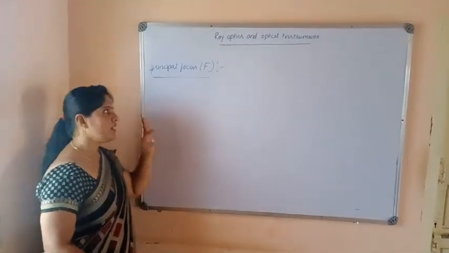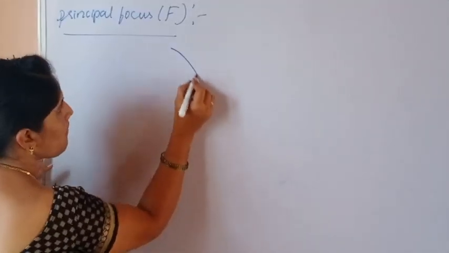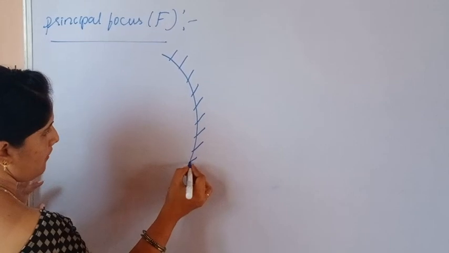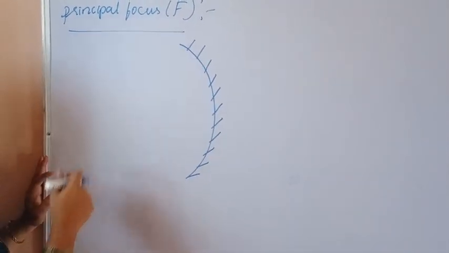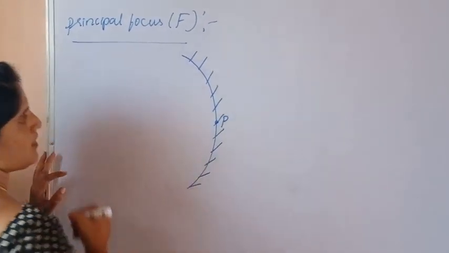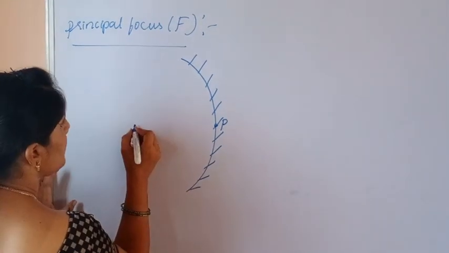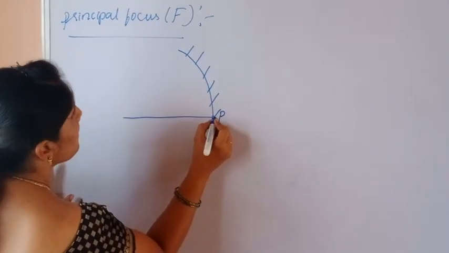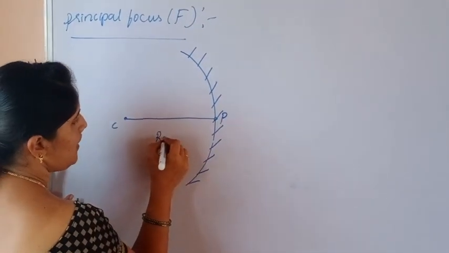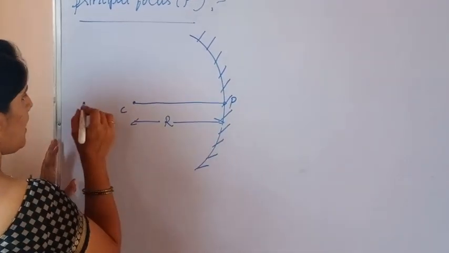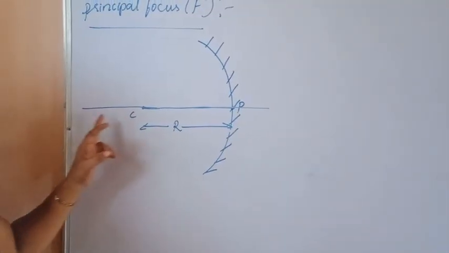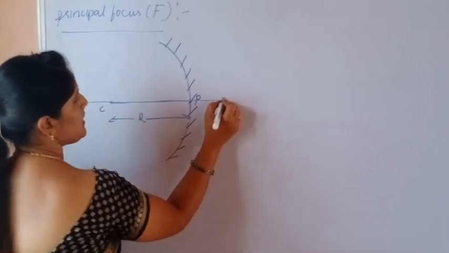Principal focus. Let us draw a concave mirror like this. This is the outer surface, which is non-reflecting, and this is the inner portion, which is reflecting. This midpoint of the spherical surface is known as the pole, and this is the center of curvature C. The distance between the center of curvature and pole is R, the radius of curvature, and the line joining the center of curvature and pole is the principal axis.